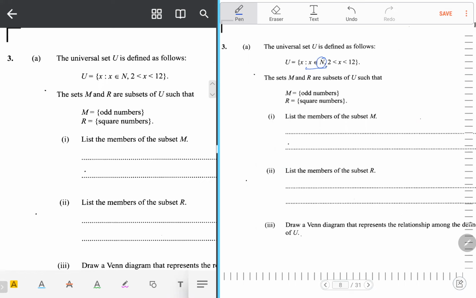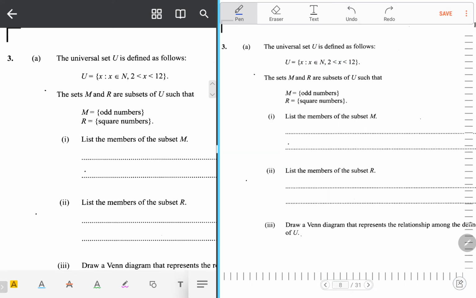Then if you include 0, it will be the set W, the set of whole numbers. So 0, 1, 2, 3, 4, 5 will be your whole numbers. The natural numbers start from 1. Right? So this comprises natural numbers. And it is such that x is greater than 2. This means that the 2 is not included. And at the same time, x is less than 12, meaning that the 12 is not included. So essentially it's from 3 to 11.